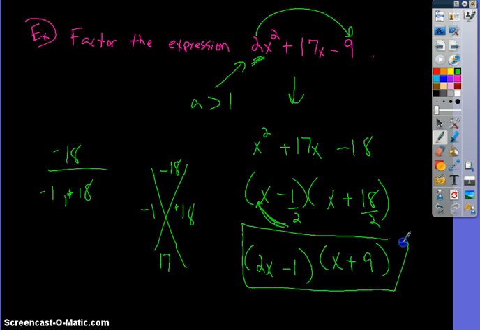So now I know that the factors are 2x subtract 1 times x plus 9. If you check it, it should work. So I'm going to find some space just to check it, just to make sure it works. I'm thinking the factors are 2x subtract 1 times x plus 9. So let's check it.